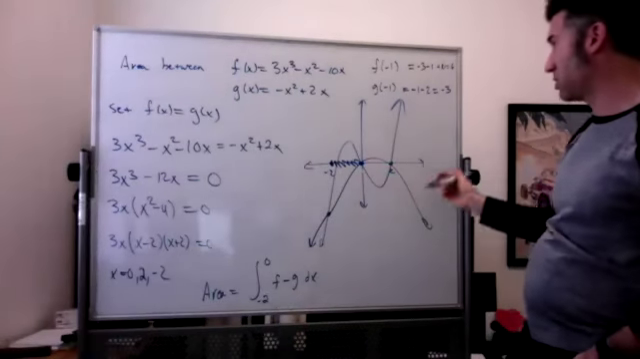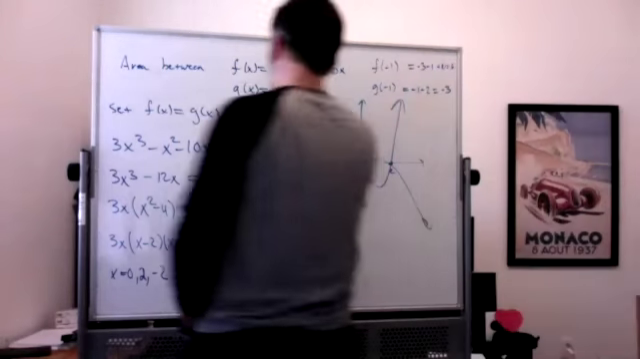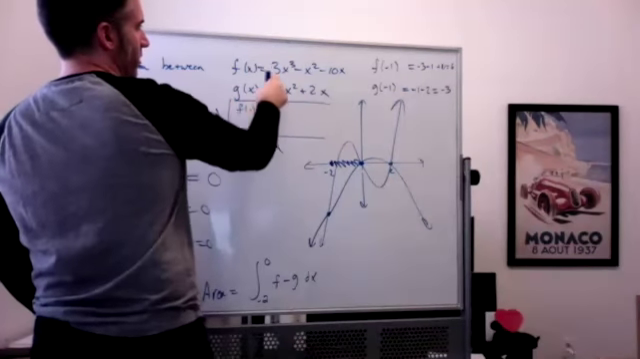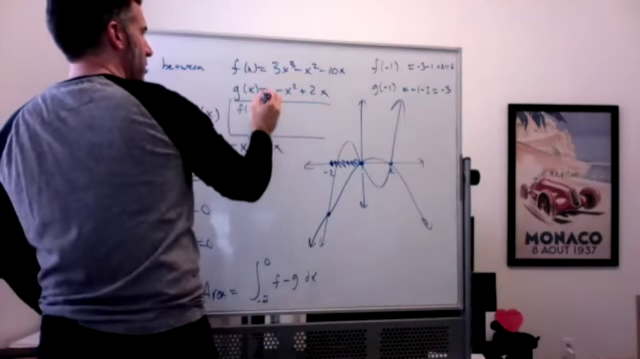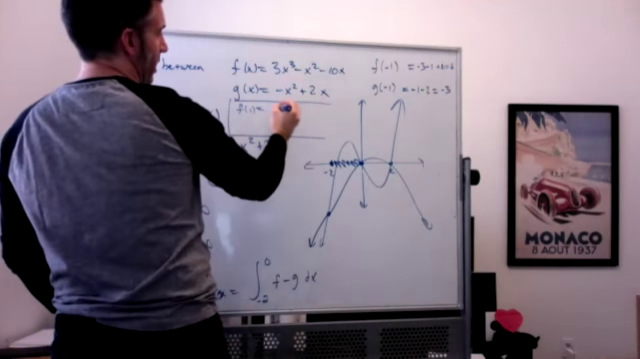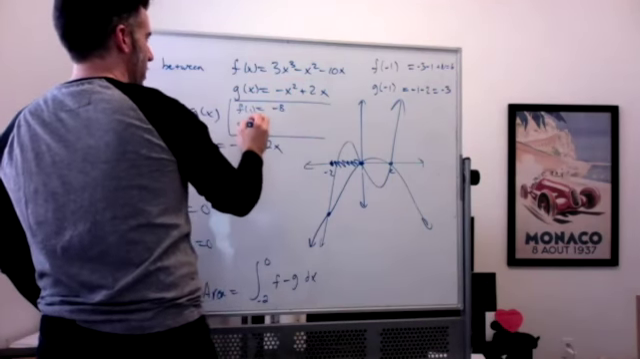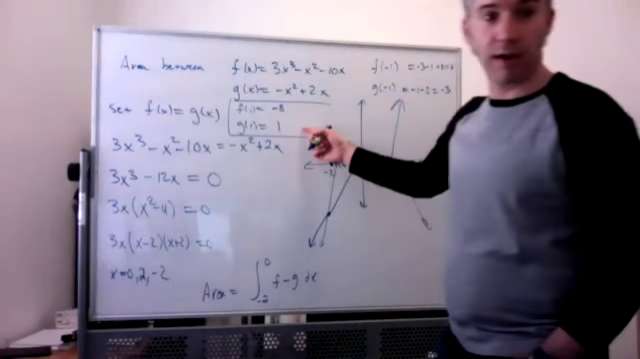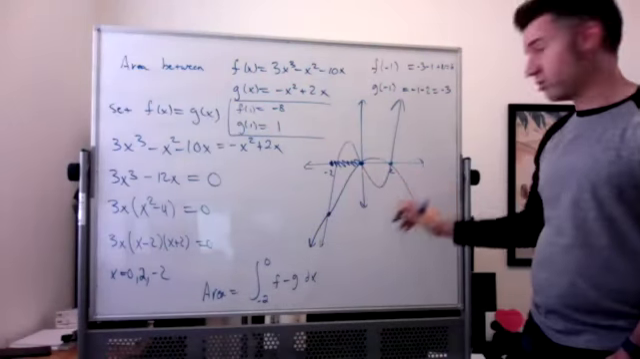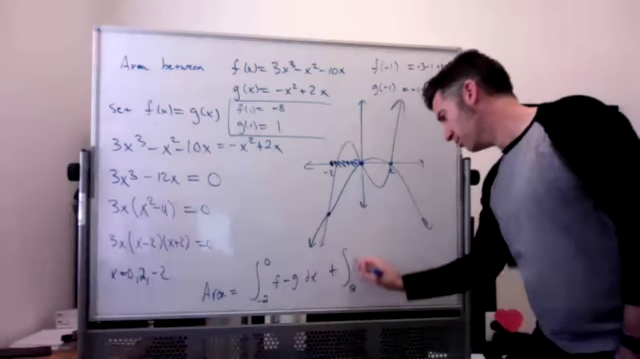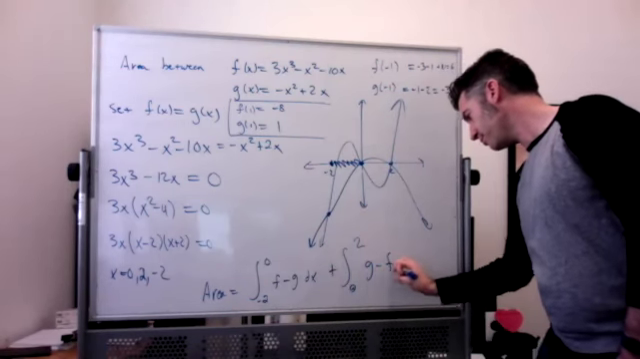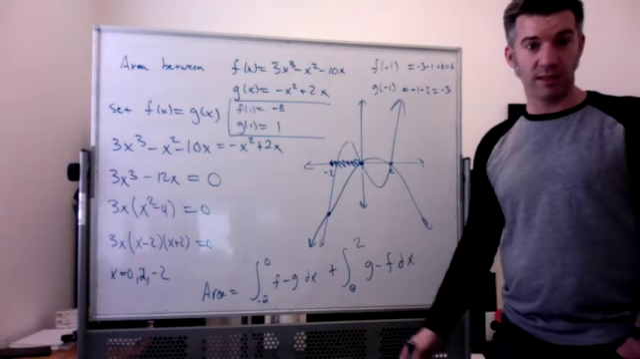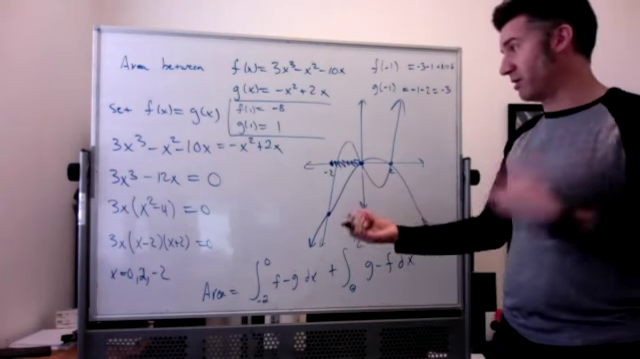Here it is going to change though, because if we look at f of 1 and g of 1, f of 1 is 3 minus 1 minus 10, which is negative 8. And g of 1 is negative 1 plus 2, which is 1. So g is bigger between 0 and 2. So that's how we would calculate the area bounded by these two curves.